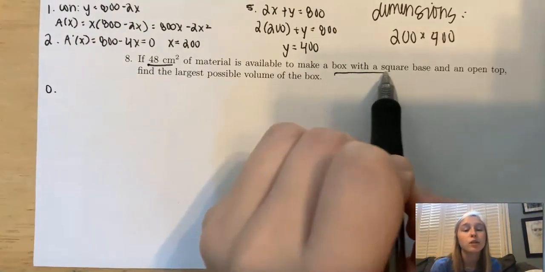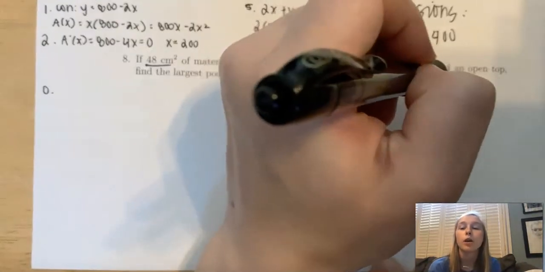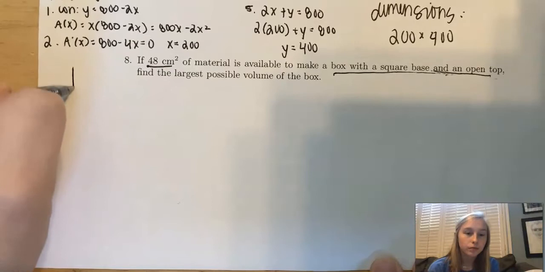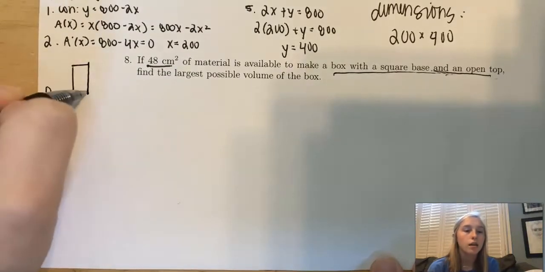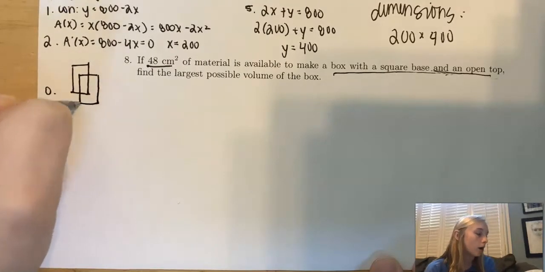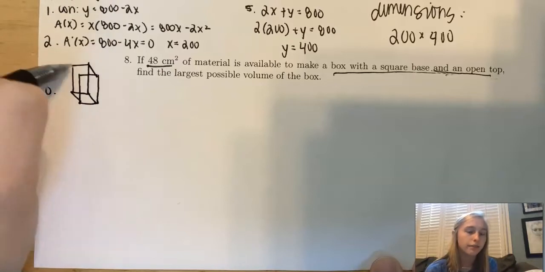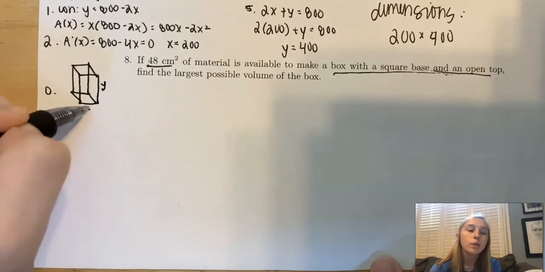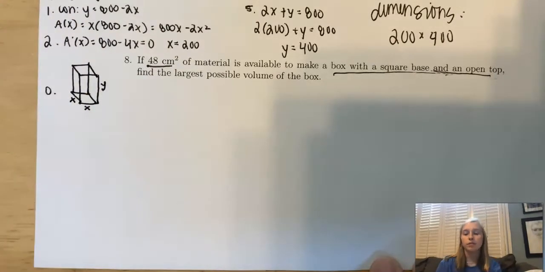48 square centimeters of material is available to make a box with a square base and an open top, find the largest possible volume. So, I'm going to try and draw this box. It is really not great, but I hope it helps you a little bit to visualize. If things are tricky, just draw them out, and I promise it'll help. So it's a square base, so both the length and width of the base are x, and then we don't know what the height of the box is, so I labeled it y.